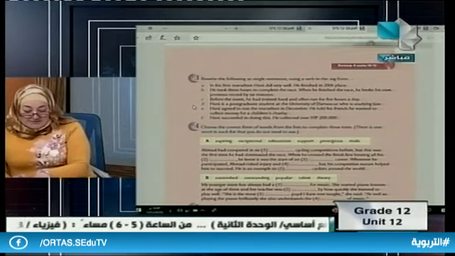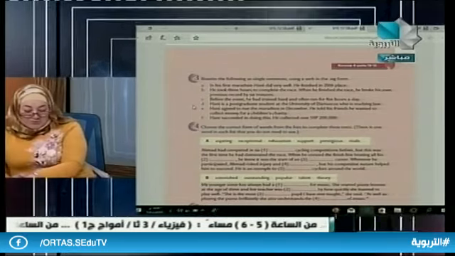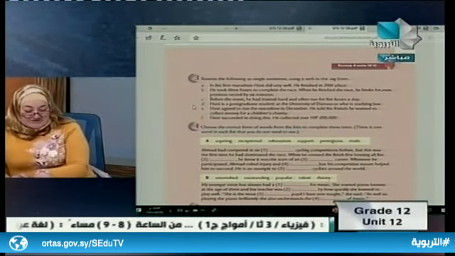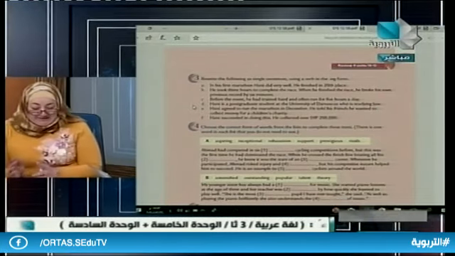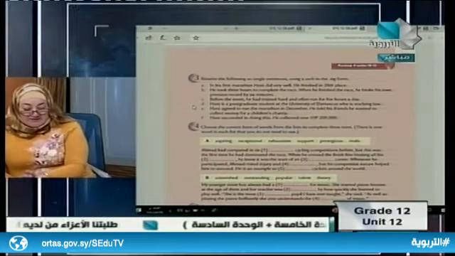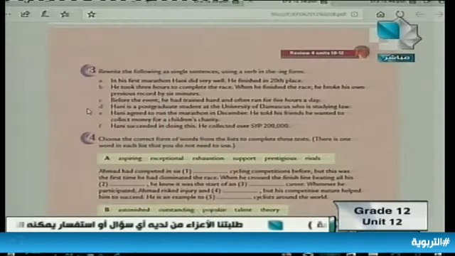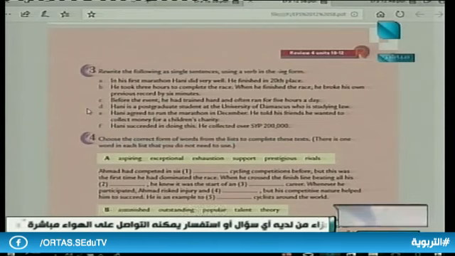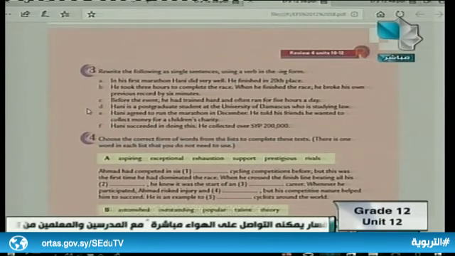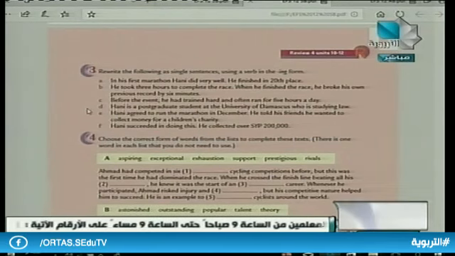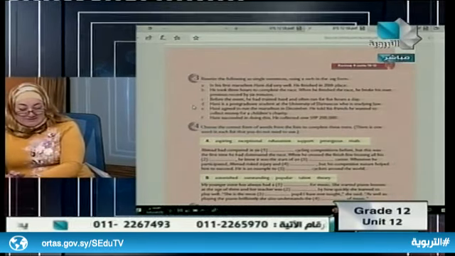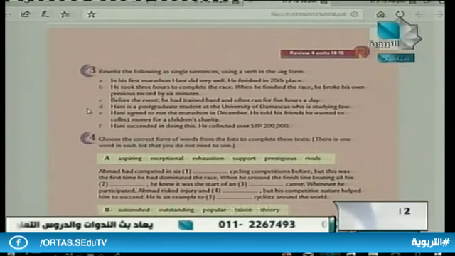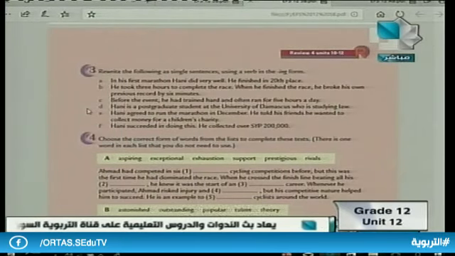E. Hani agreed to run the marathon in December. He told his friends he wanted to collect money for a children's charity. Also, we have two separate sentences. As one, when we link the second with the first, we have to omit he because it is repeated. Told is returned into its base form tell, and we add the ing form. Don't forget the comma at the end of the first sentence. It should be like this: Hani agreed to run the marathon in December, telling his friends he wanted to collect money for a children's charity. Thank you. Yes, next please.